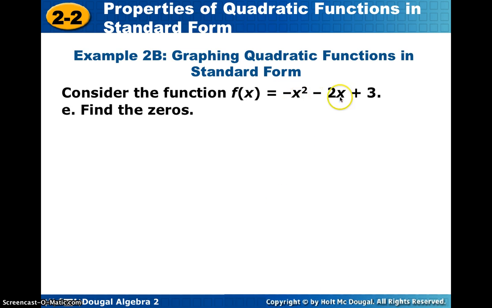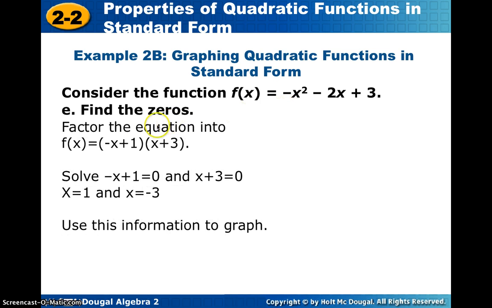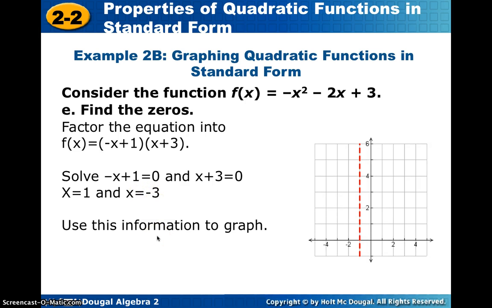We could also find the zeros of the function by factoring it. If we were to factor this, we would factor it into negative x plus 1 and x plus 3. Okay, and if we put each of those equal to 0, we would solve and get x equals 1 and x equals -3. So we can use that to graph this.